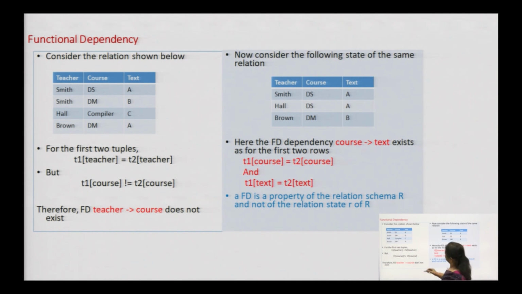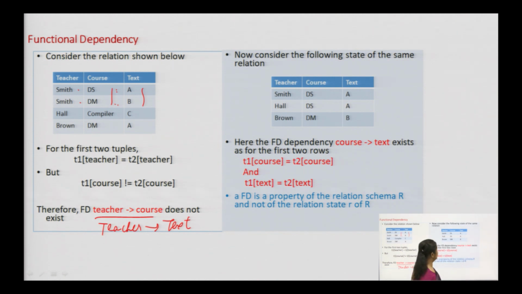Let us consider this example. Here we have Smith, Smith. These two tuples, the first and the second, are agreeing on the X value, but in the course they are not agreeing, the value is not the same, and in the text the value is not the same. So, we say that the functional dependency teacher to course does not exist, and the functional dependency teacher to text does not exist.